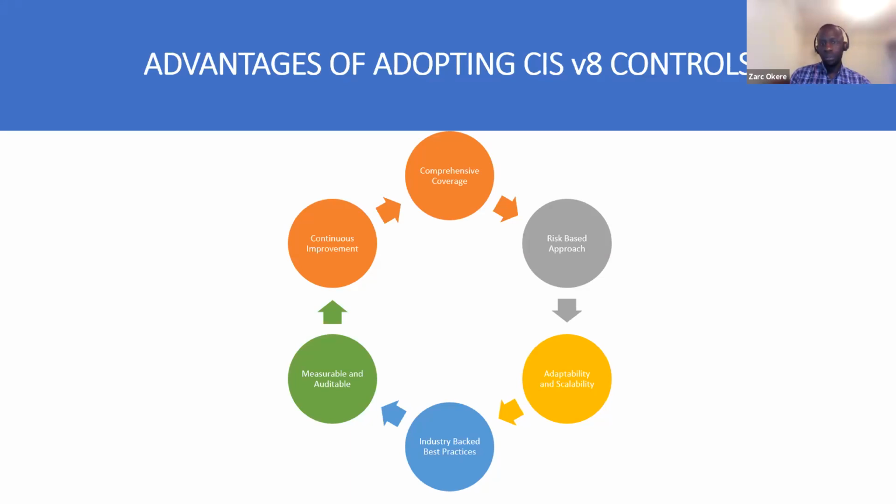Also, it's adaptable and scalable, which means that if your organization is small and in its growing phase, you can move from implementation group 1 to 2 and to 3. And also industry-backed best practices, because they've looked at all the industries, not only NGOs, and they've seen what is really happening in this industry or in this environment, and they've ensured that it appears there.